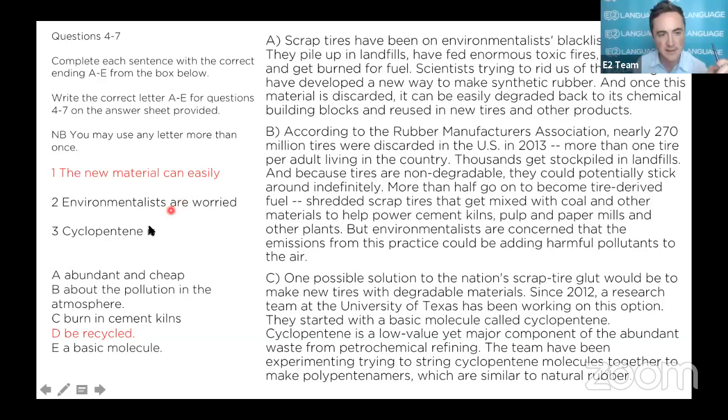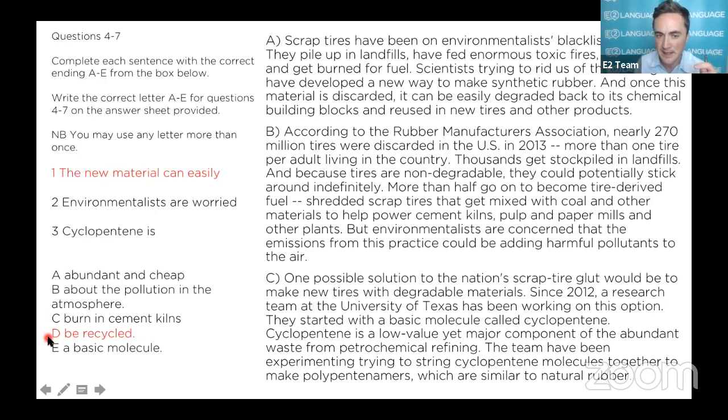The new material can easily, abundant, and cheap does not fit grammatically. The new material can easily about the pollution in the atmosphere does not fit grammatically. The new material can easily burn in cement kilns fits grammatically. The new material can easily be recycled fits grammatically. So we have two possibilities. The new material can easily, basic molecule does not fit. So we now have two options, C and D.